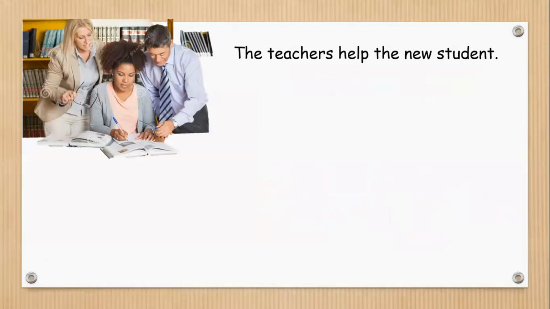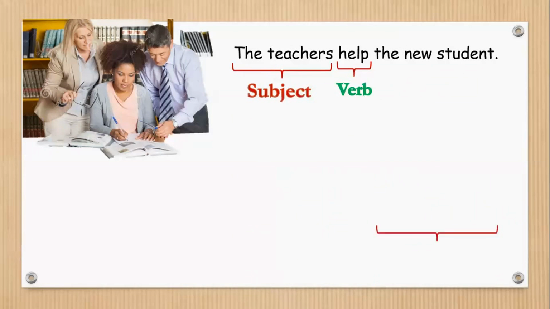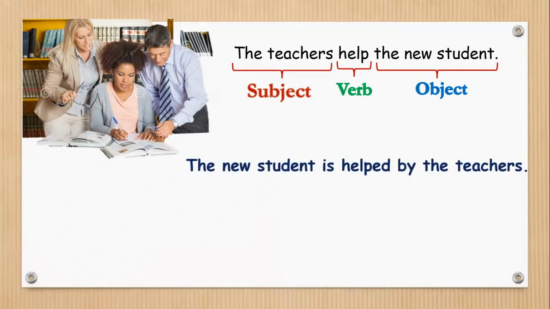Another example. The teachers help the new student. First, we have the subject, in this case, the teachers. Then the verb, in this case, help. Then we have the new student. In this case, this is the object. But in passive voice, the new student is helped by the teachers.